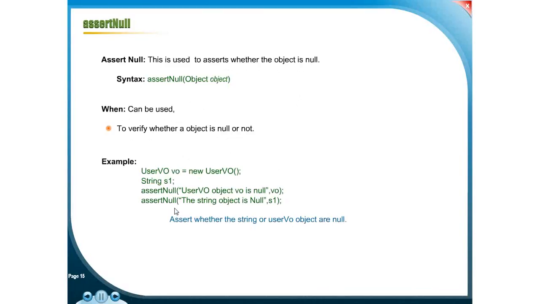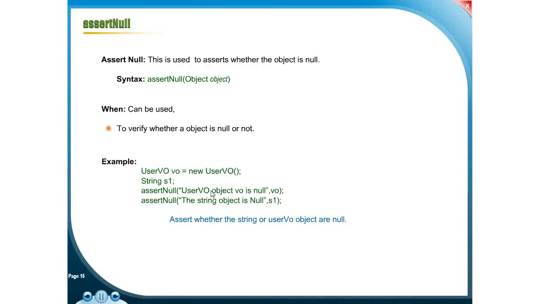You can see here, a user bean is created. We call the bean a transfer object or value object, which means the same. String s1, one string is created, assert null. You can see you are passing the object here. So the user value object, that is Vivo, is null. If it is null, it displays this.